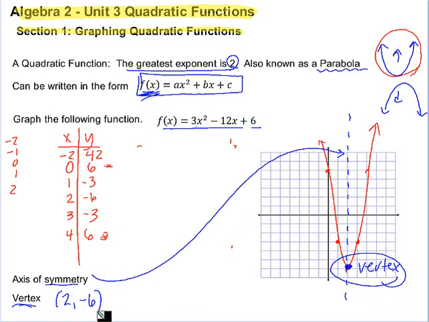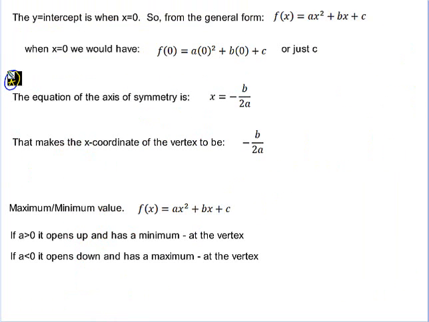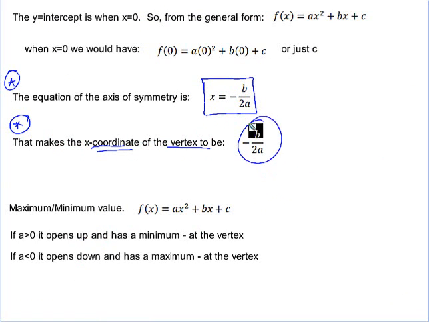All right, so we're going to talk a little bit more about the axis of symmetry and vertex. We can actually find the axis of symmetry by just figuring out this simple equation. x equals -b over 2a. And the axis of symmetry is always going to be the x-coordinate of the vertex, -b over 2a.